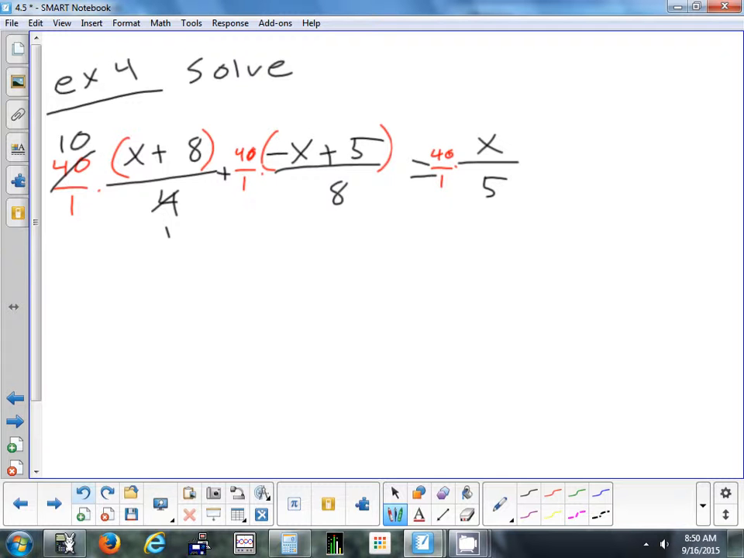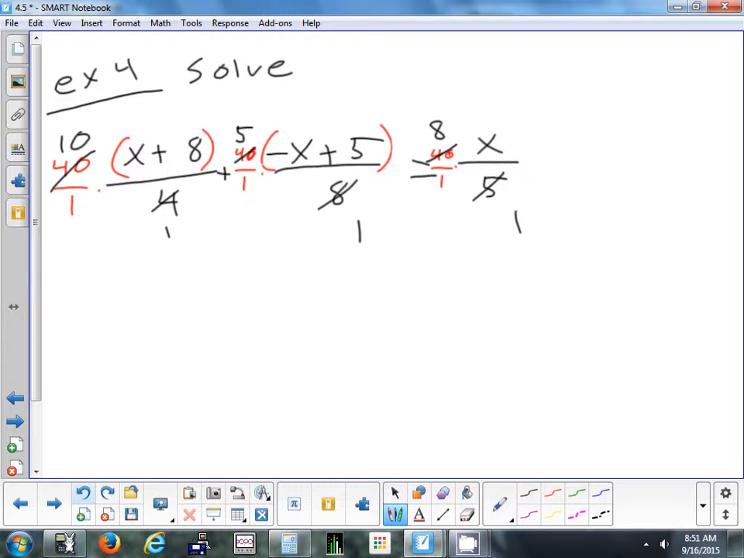Next one. What can I cross 40 out and make it here? 5. 8 goes into 40 5 times. 8 goes into 8 once. All right, that's not bad. Okay, we only have to distribute a 5. See how much smaller it made it by reducing first? It's kind of helpful. And the last one. What can I reduce and make 40 in this case? Maria? 8. 5 goes into 40 8 times. 5 goes into 5 once.